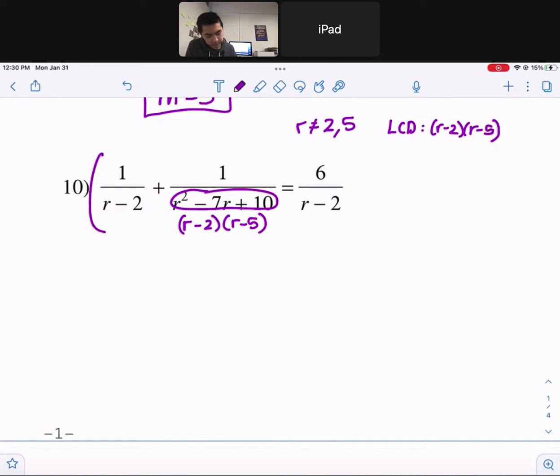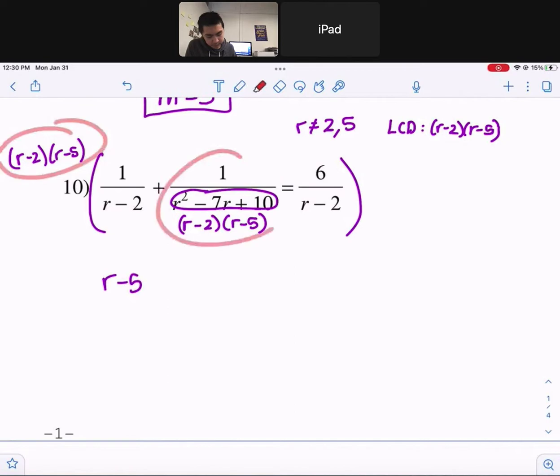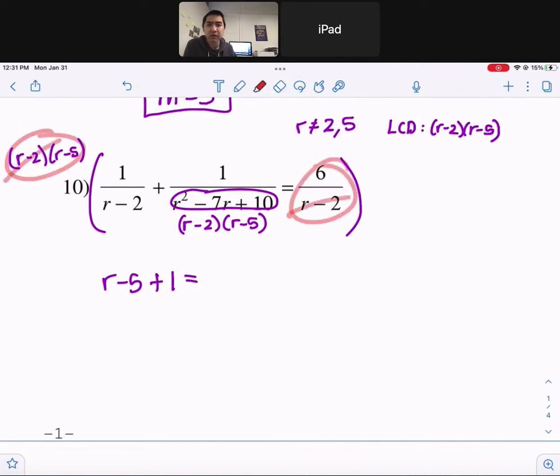So we're going to multiply the whole thing by the LCD. So here times here, the r minus 2 cancels, so that just leaves r minus 5 times 1, just r minus 5. This times this, r minus 2 and r minus 5 cancel, so that just leaves a 1. And on this side, this times this, the r minus 2's cancel, so all that's left is r minus 5 times 6.